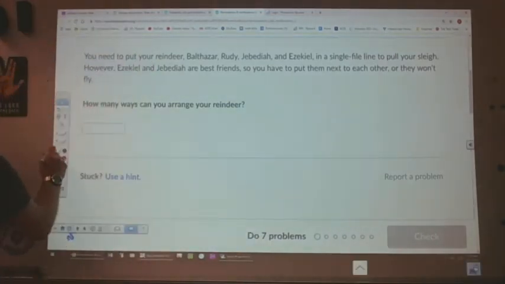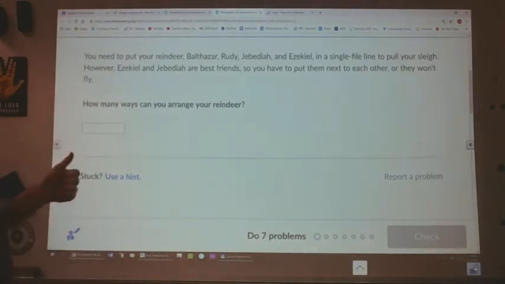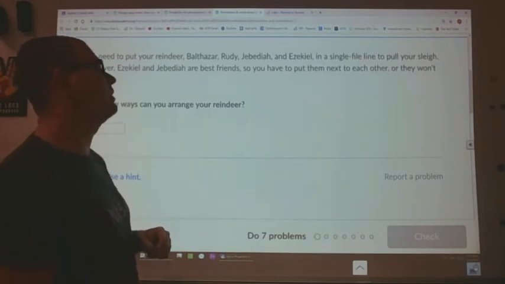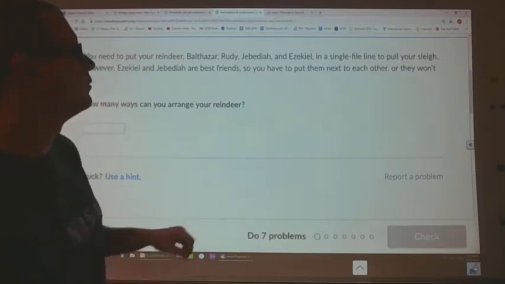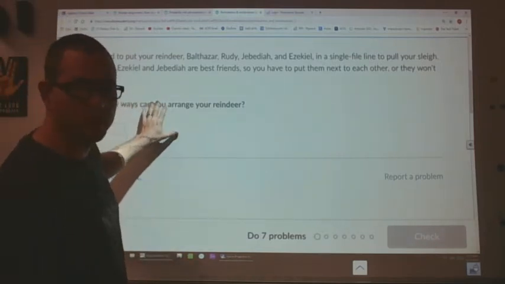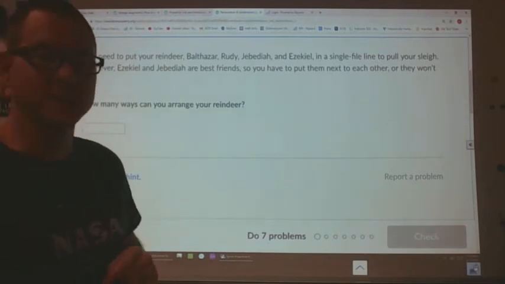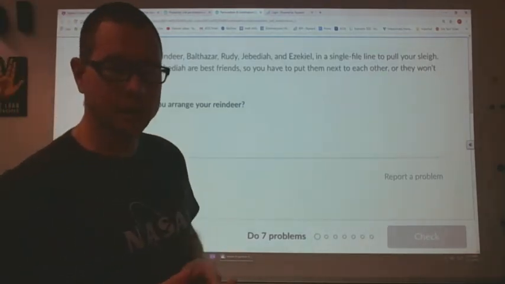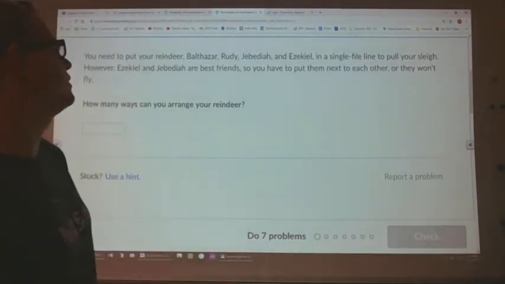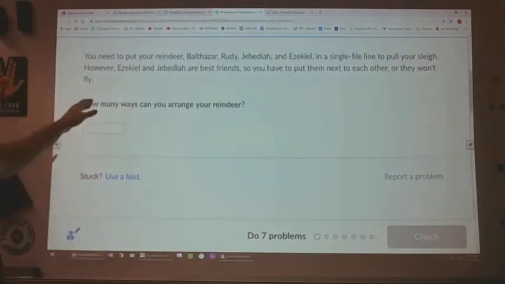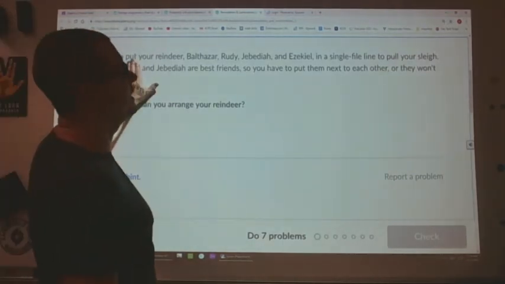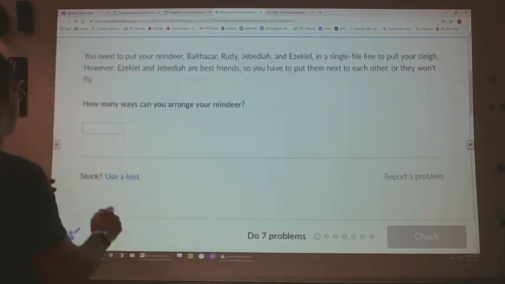So starting off, this is permutations and combinations. And really, it's just giving us scenarios that we have to figure out how many ways can this occur, and they utilize either permutations or combinations. So this one is putting your reindeer in a single file line. All right.